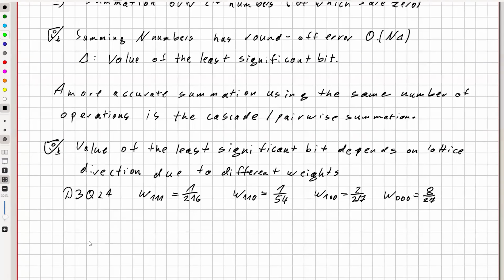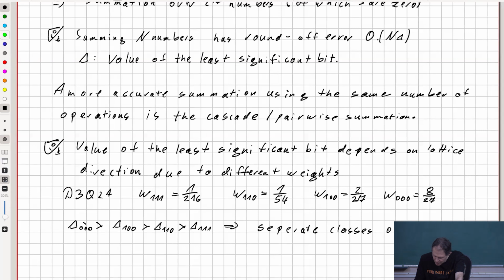Meaning that the least significant bit of delta 000 is larger than that of delta 100, is larger than that of delta 110, is larger than that of delta 111. So what we are going to do is we separate classes by direction.